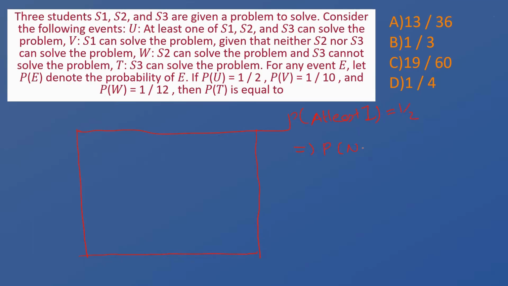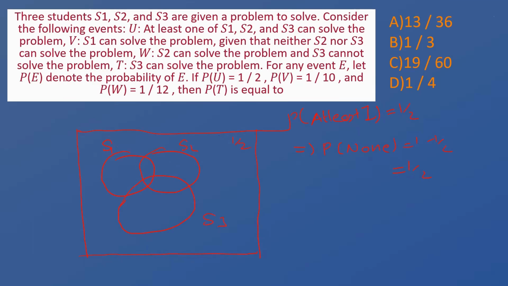Which implies that the probability that none of them can solve it is 1 minus 1 by 2, that's also 1 by 2. So, I've written P of none equals 1 by 2. Now I am adding 3 overlapping circles, one for each student, S1, S2, and S3.